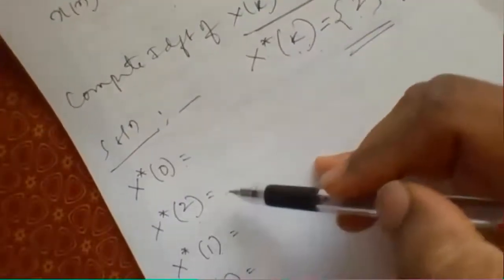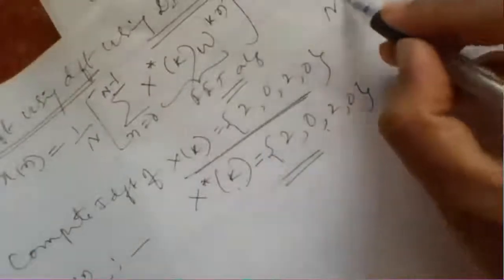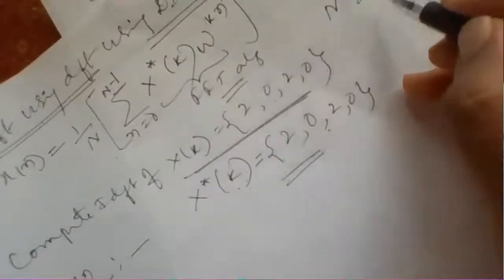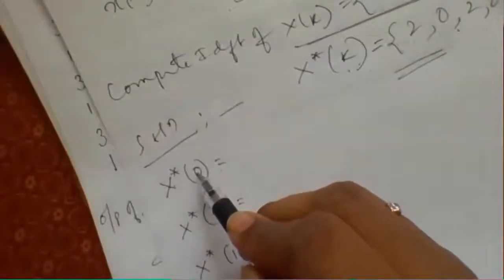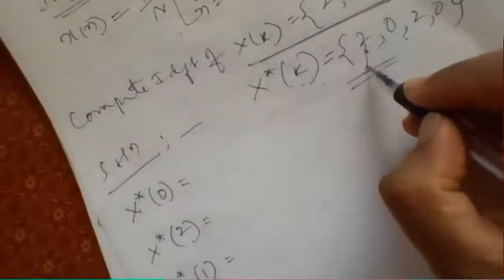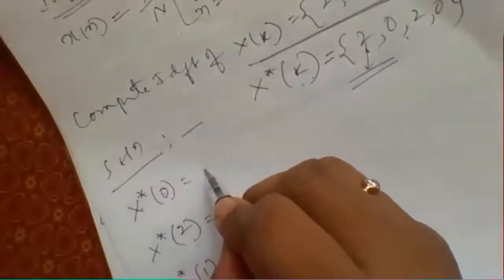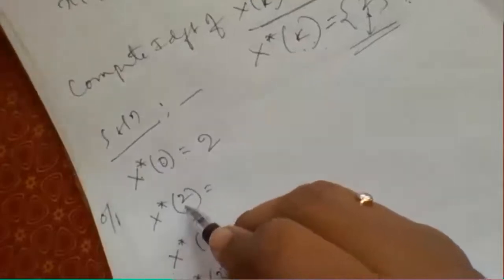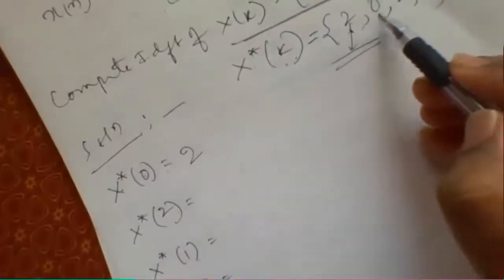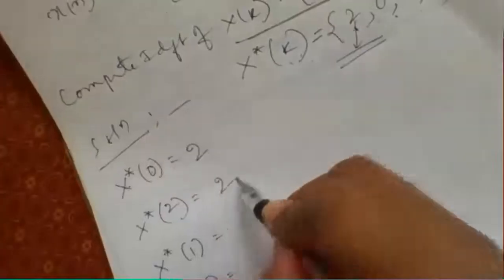Now as N is equal to 4 here, it is 2 square, so we need only 2 stages of computation. We will draw the signal flow graph for only 2 stages. Now write what X star of 0 is. X star of 0 is 2. This is the first sample. Then X star of 2, which is also 2 only.